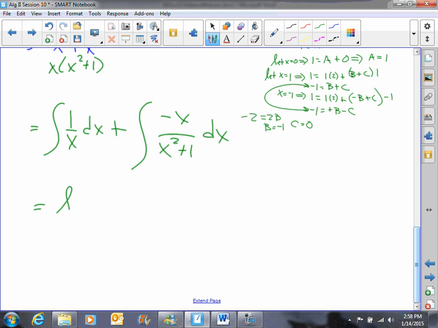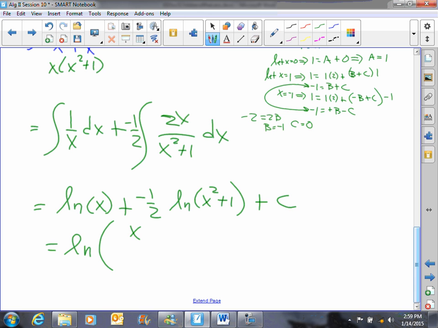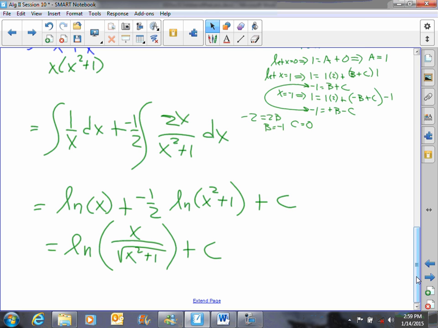This is the natural log of x. And we need, let's see, we need actually a 2 here, so let's put a 2 there and negative 1/2 down here. So we get negative 1/2 natural log x squared plus 1 plus c. Now we can do this as the natural log of x over the square root of x squared plus 1 plus c, or we can make it natural log k here and put the k in front. So that basically is what we're doing.